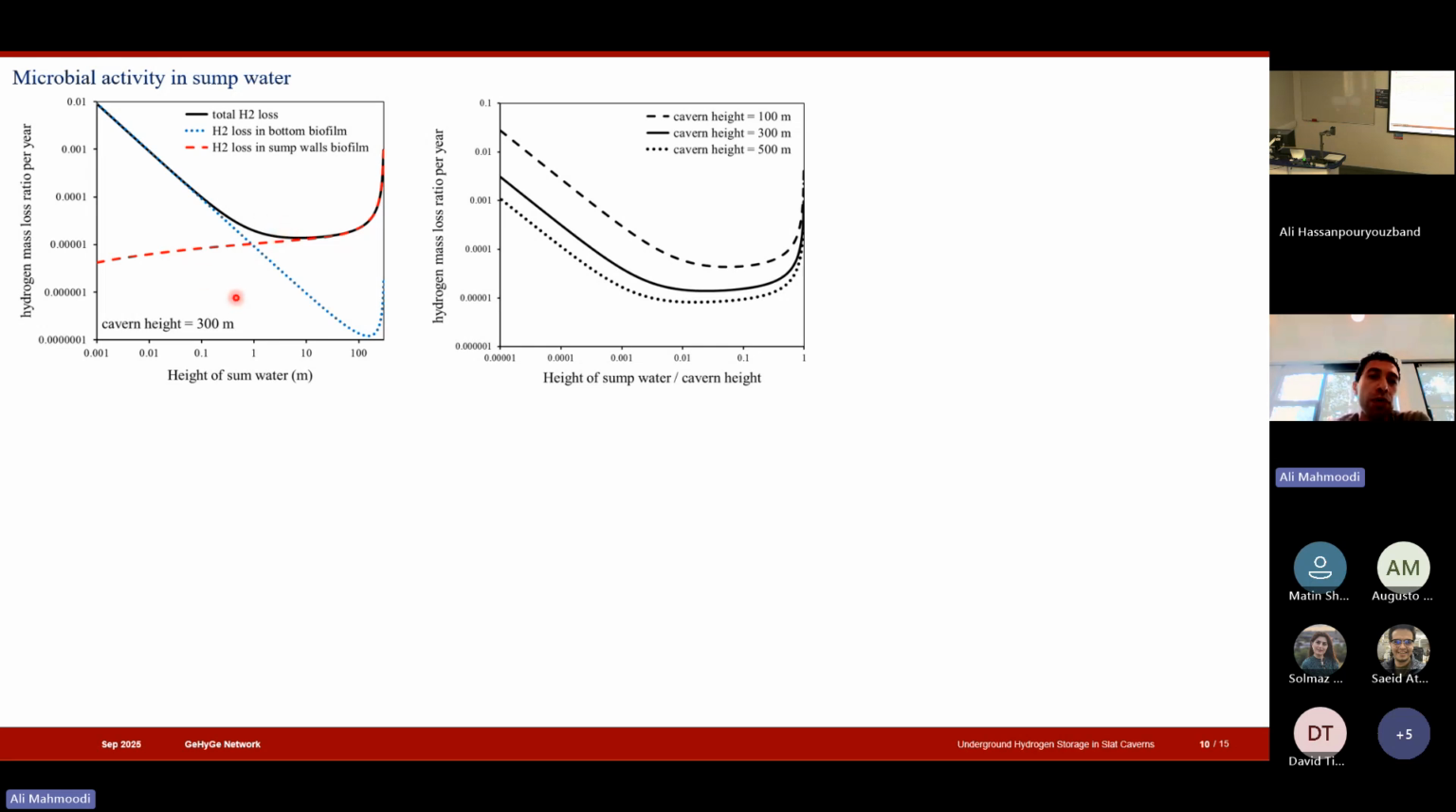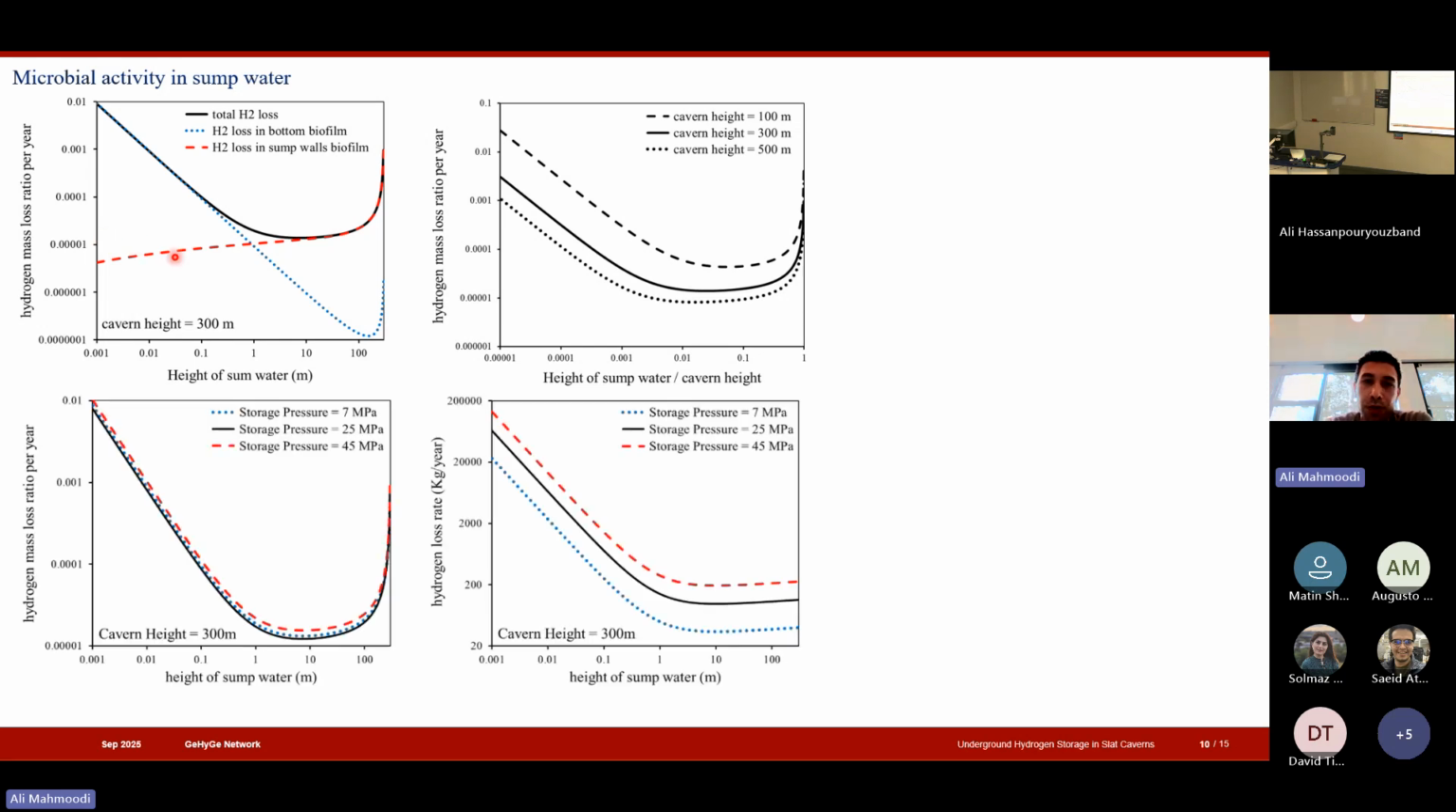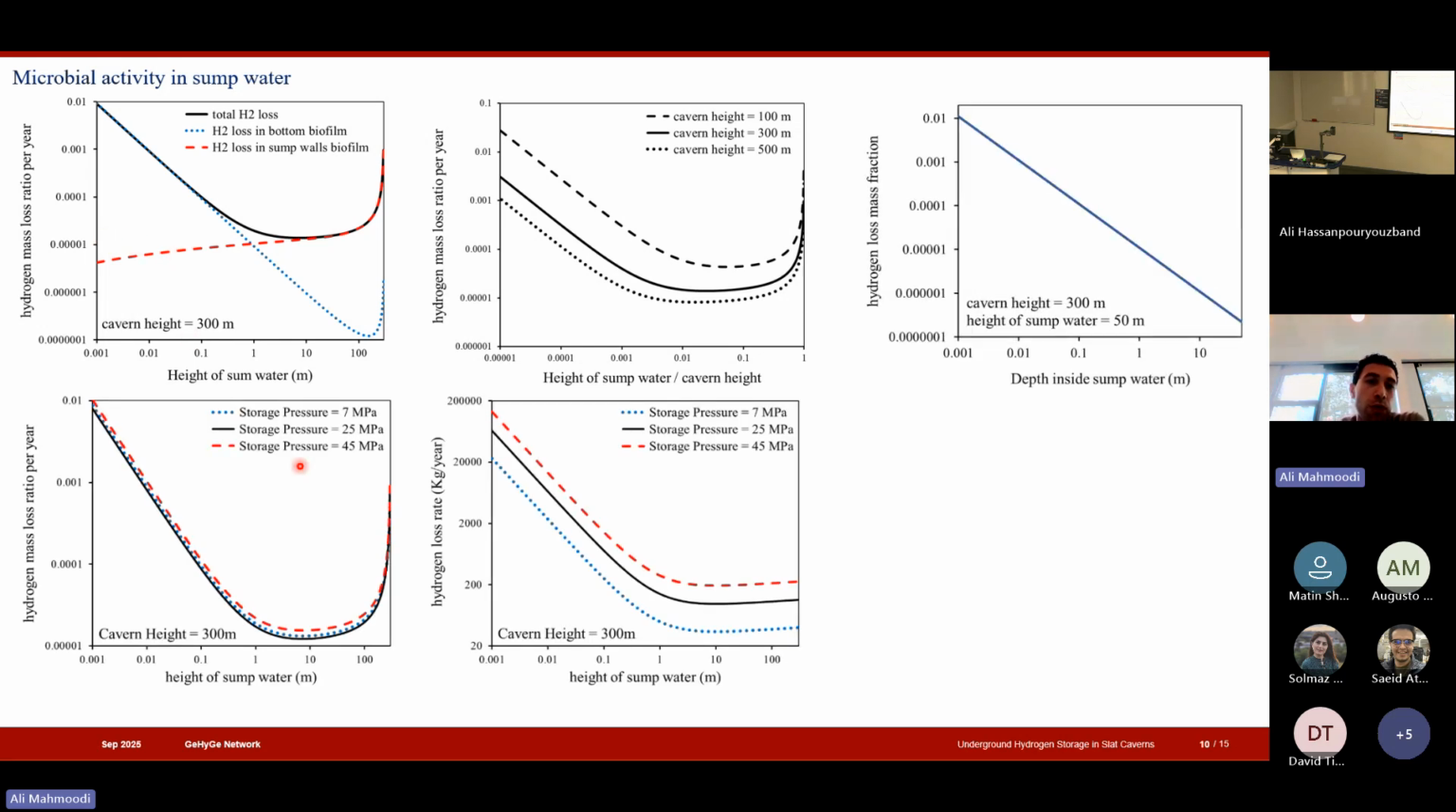And as you can see, for a normal salt cavern, which is usually around here, this is the height of the sump water, which is from a few centimeters to a few tens of meters. The ratio is so small. This is in the order of 10^-4 or 10^-5. So it's negligible.